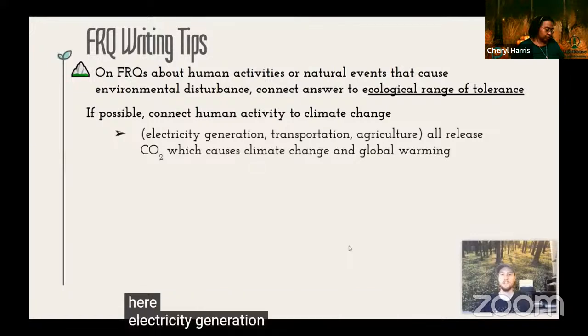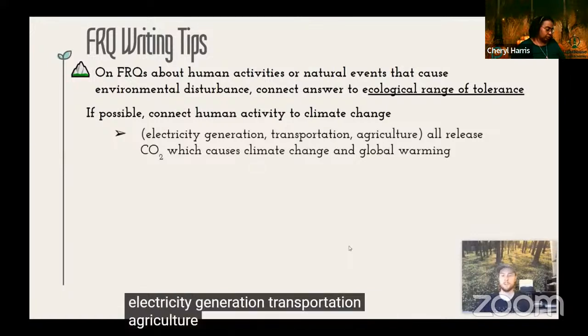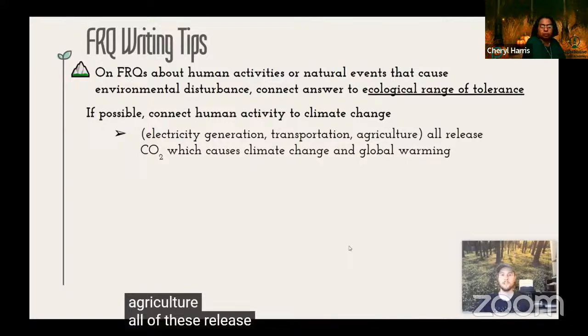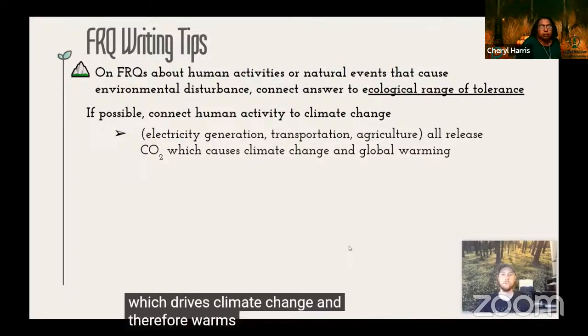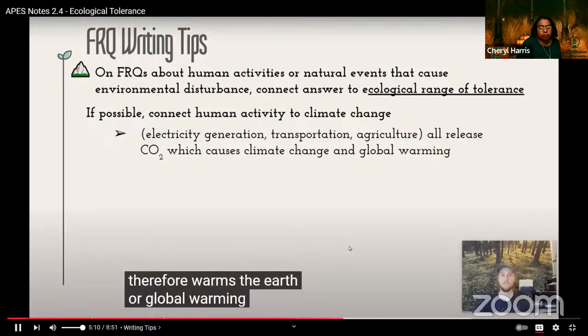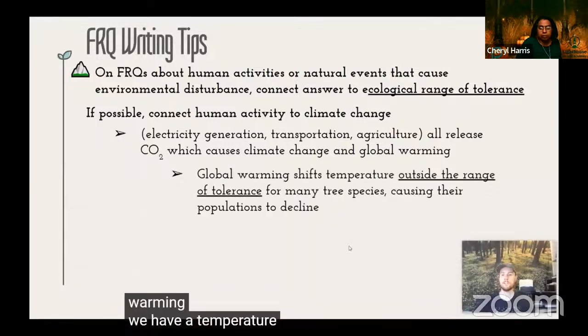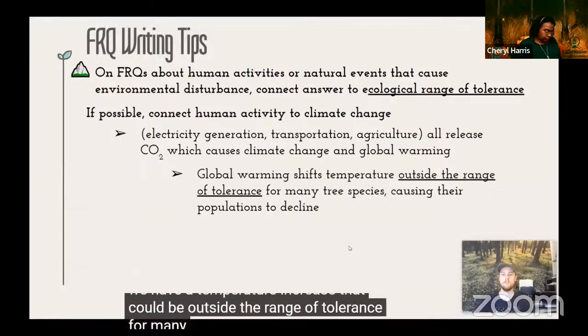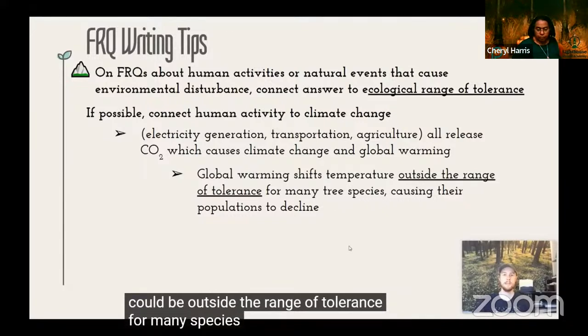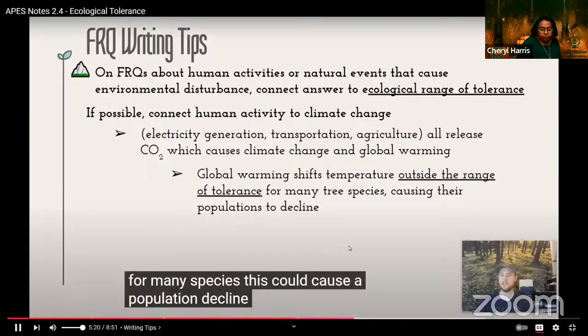Electricity generation, transportation, agriculture, all of these release carbon dioxide into the atmosphere, which drives climate change and therefore warms the Earth, or global warming. When we have global warming, we have a temperature increase that could be outside the range of tolerance for many species. This could cause a population decline in those species.